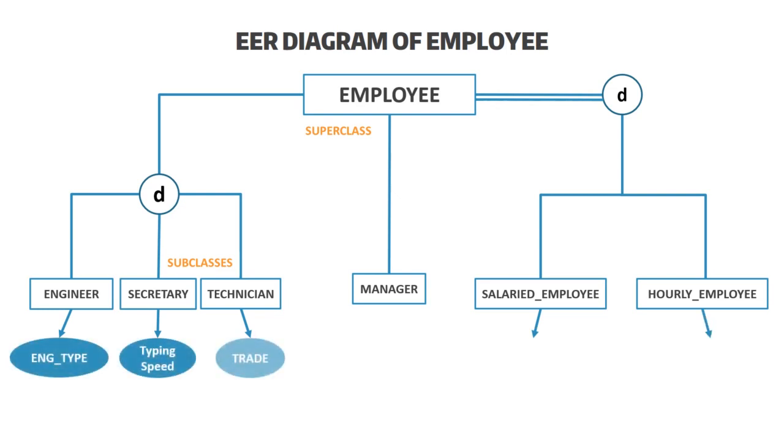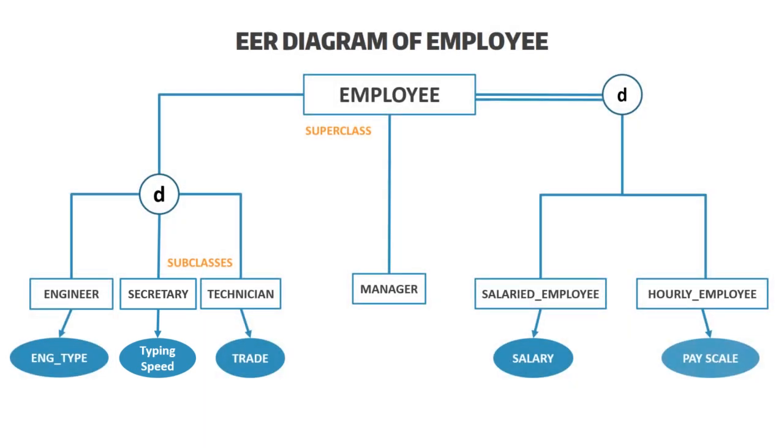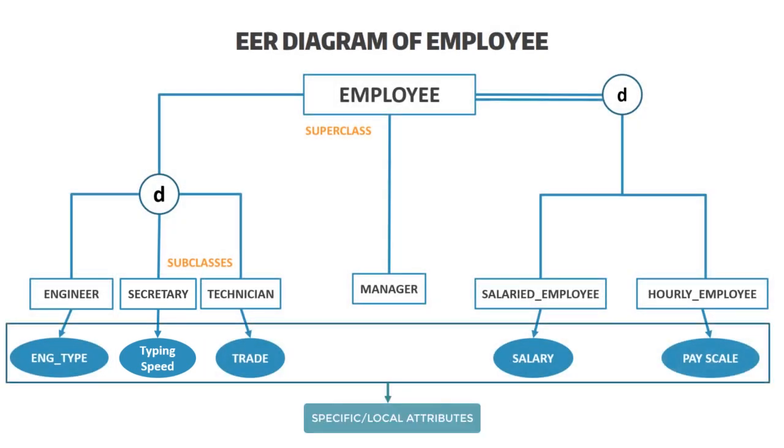Attributes that belong solely to entities of a particular subclass, like typing speed of secretary, are attached to the rectangle representing that subclass. These are called specific or local attributes of the subclass. Here, D represents a disjoint constraint. It will be discussed in the next lectures.